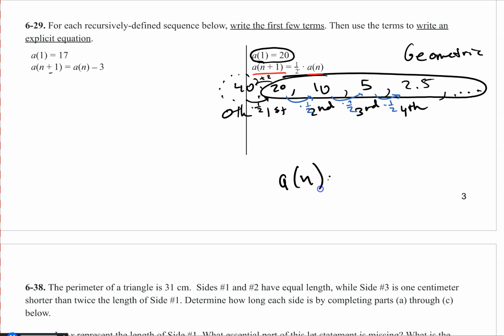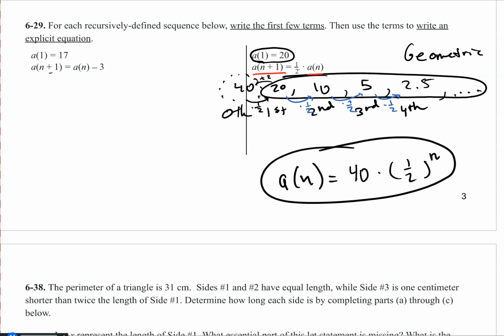Now we need to write our equation. So the way you write an explicit equation is zero term times the common ratio or multiplier raised to the power n. This one's arithmetic. Give it a shot.